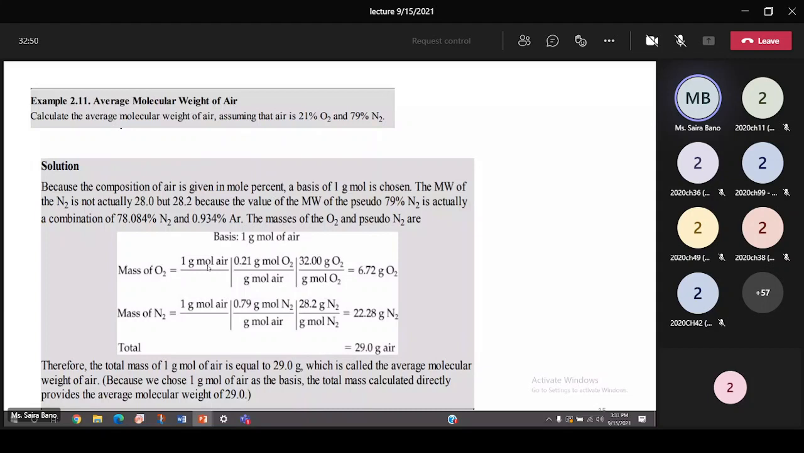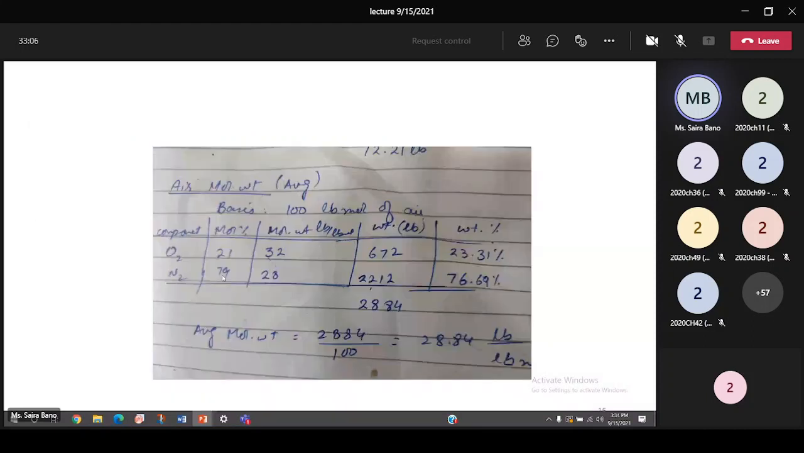The one I have solved here uses a different basis. I took 100 pound moles of air. The components are oxygen and nitrogen. Since the mole percentage is given in the question for both components, oxygen is 21% and nitrogen is 79%. Then molar mass is also given. Since I'm solving in American engineering units, molar mass will be in pounds per pound mole.